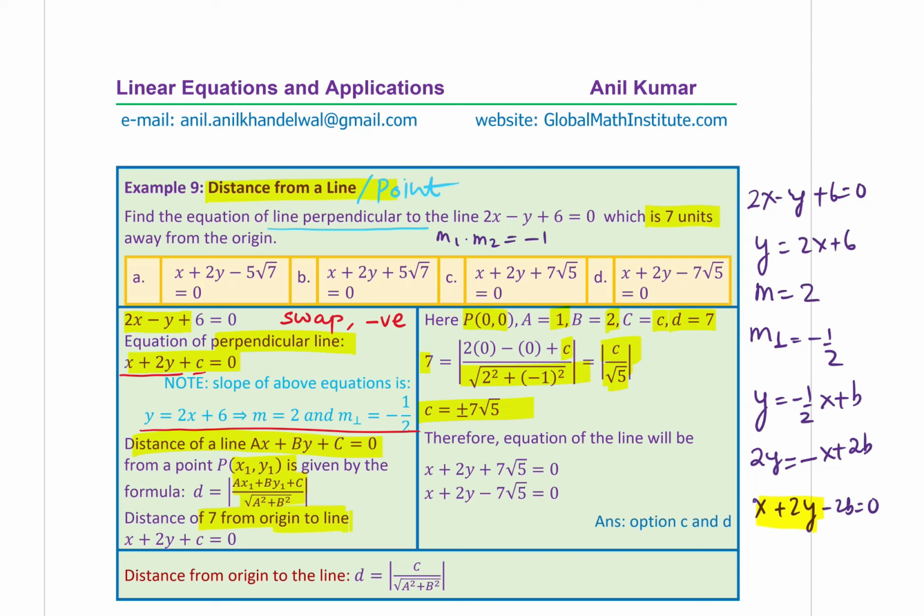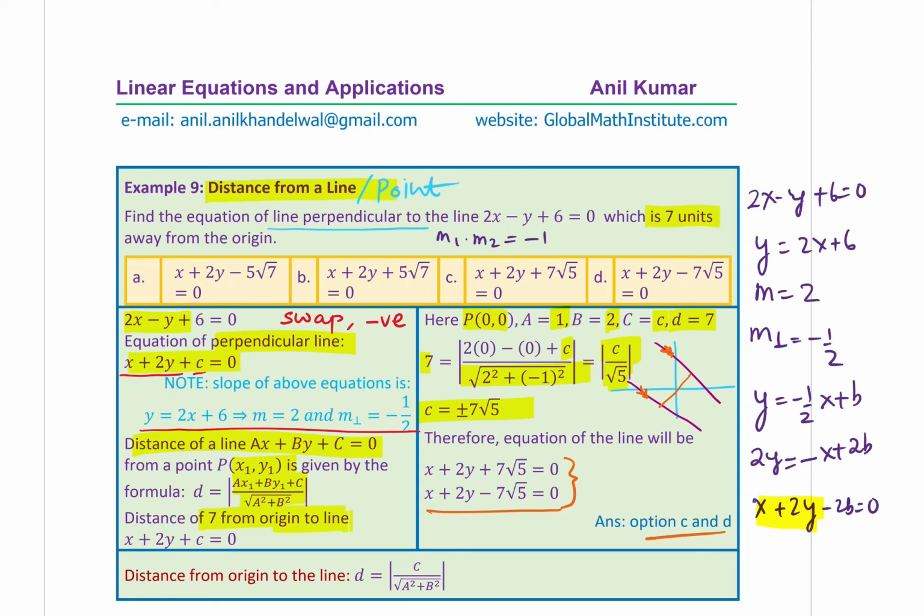Slope of this perpendicular is negative half. If you sketch these lines, what I'm trying to say here is that the line could be either on this side or on the other side, right? Both lines could have a distance which is 7 units. Do you get the idea, right? So it could be any of these lines. So that's why we have these two equations as the solution, and so both are correct options. So we have two answers in this case, option C and D.